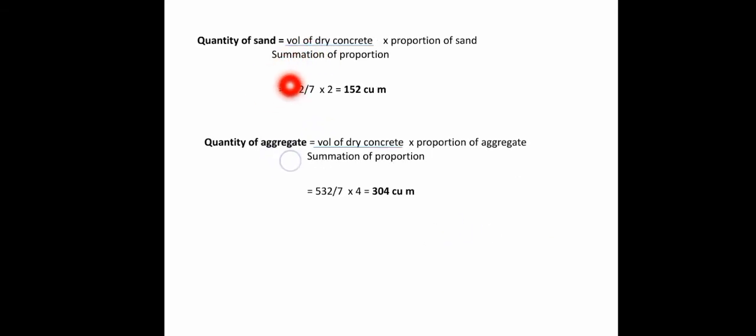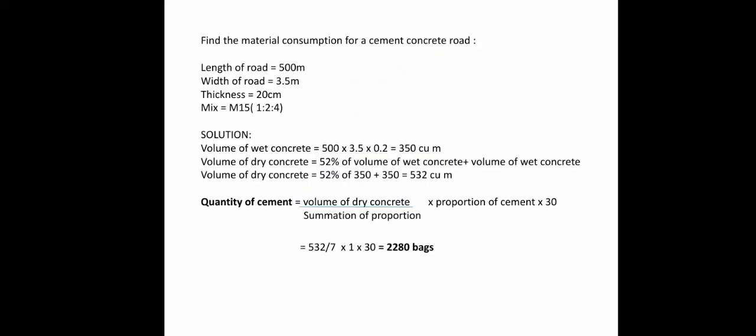Now calculating the quantity of sand. Volume of dry concrete upon summation of proportion into proportion of sand. Volume of dry concrete is 532 meter cube. Summation of proportion is 7 into proportion of sand is 2. So substituting, we get the quantity of sand as 152 cubic meter.